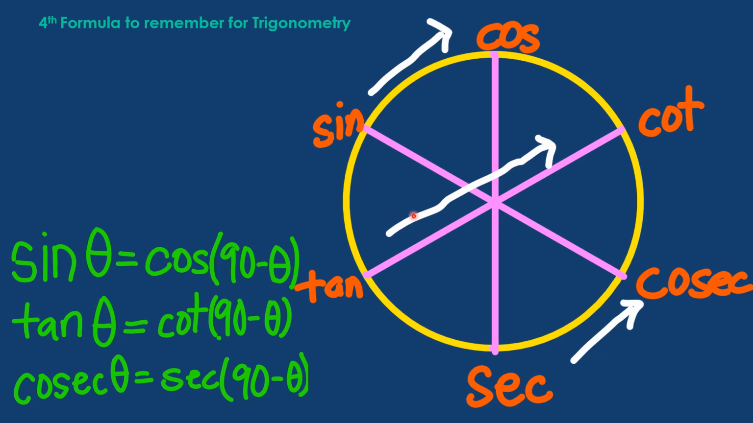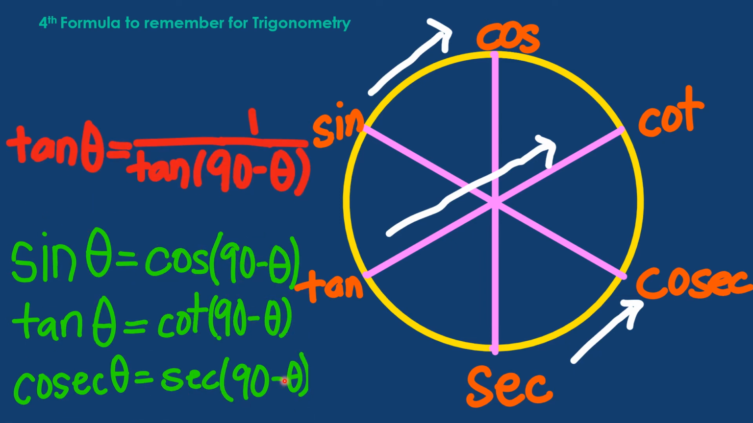So you can actually find the angle that is complementary to that, and when you add them up, it will become 90 degrees. Now for tan theta, since it's the reverse of cotangent, it is 1 over cotangent, so it will become 1 over tan of 90 minus theta.